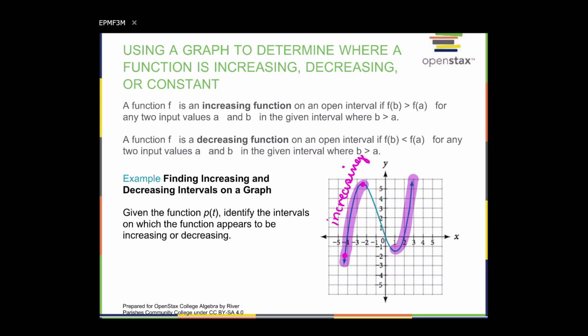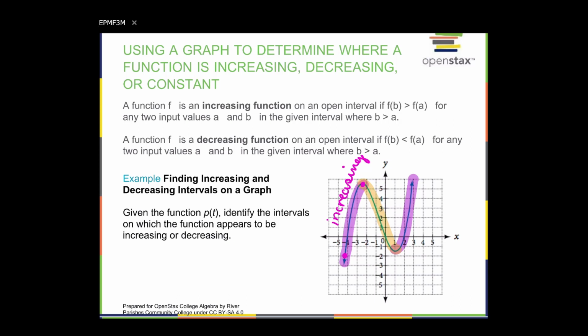And then it's decreasing where f of b is less than f of a for any two input values a and b in the given interval where b is greater than a. And again, you read this and it's kind of like, what in the world does this mean? But basically what it means is, if I'm looking at the graph and I'm reading it from left to right, where is the graph going down? So it is going down where I highlighted it in orange.